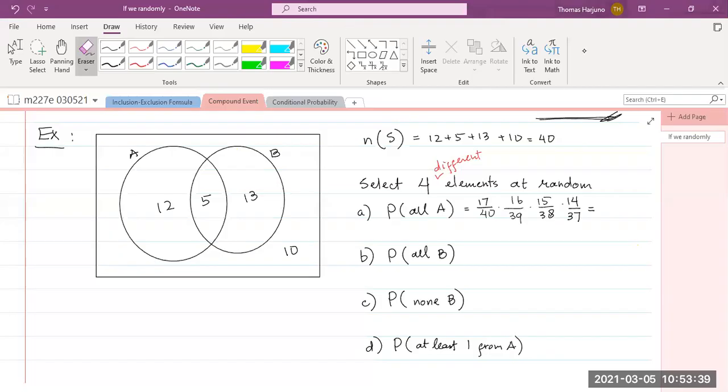I need to compute that one first. 17 times 16 times 15 times 14 divided by the product of 40 times 39 times 38 times 37. That will be 0.026. Give me a second. 0.02604.